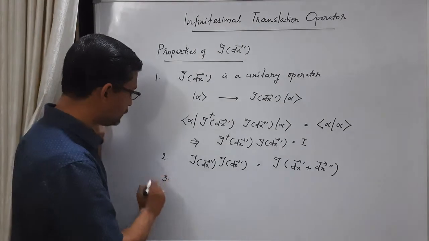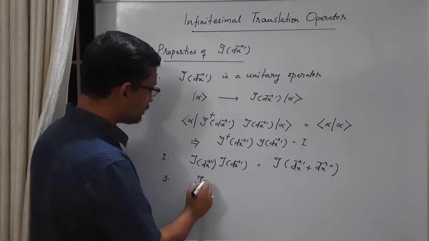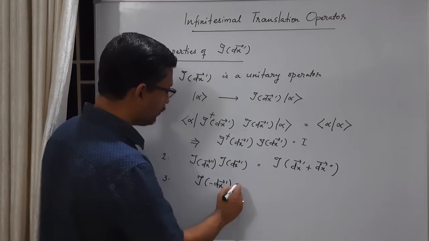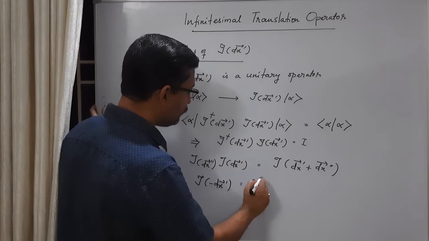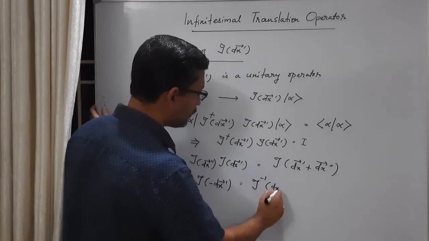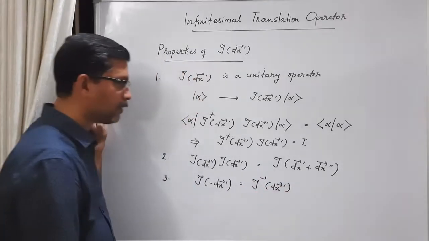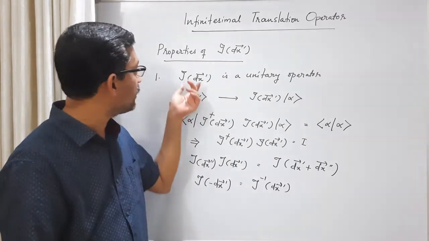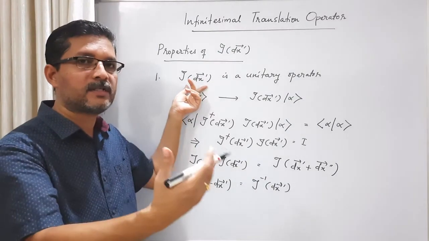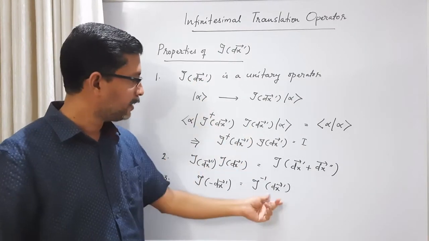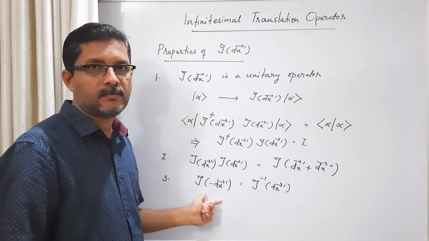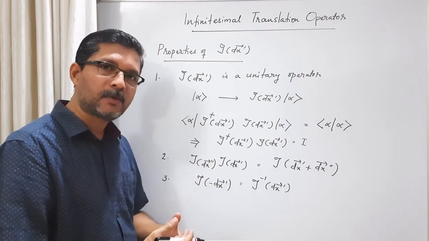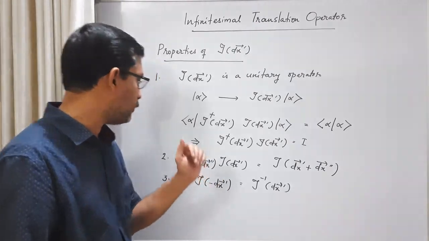And the third property is that an infinitesimal translation operator that shifts the base kets by minus dx' must be equal to the inverse of the infinitesimal translation operator that shifts the base kets by dx'. This is also logical. We know that this is the translation operator that shifts the base kets by dx'. Then its inverse must be the opposite procedure, shifting the base kets by minus dx'. So this is the third property.